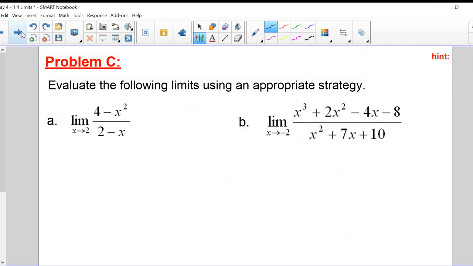Evaluate the following limits using an appropriate strategy. Okay.